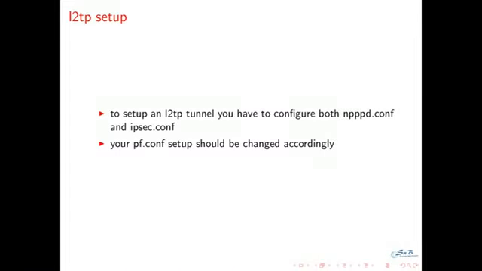For the L2TP setup, you have to set up npppd with the previous definition, so you point to the database of users. Then you have to configure ipsec.conf, because it relies on the standard IPsec stuff. And obviously you have to change PF to filter the right port.